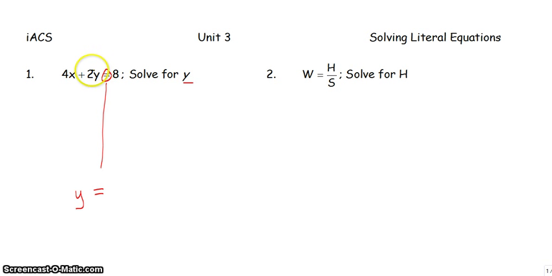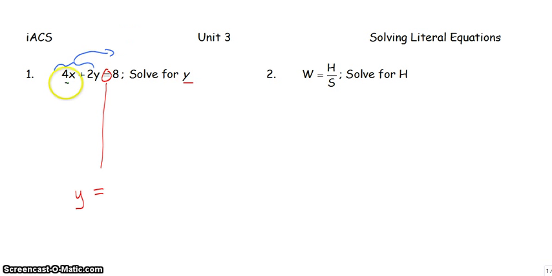Everything that's on the same side of the equal sign as y needs to be moved. So in this case, I need to move the 4x and the 2. You're still following your inverse order of operations. So that means you're going to add or subtract before you multiply or divide. It's just that in this case, you're not adding or subtracting only numbers. You might have variables in there as well.